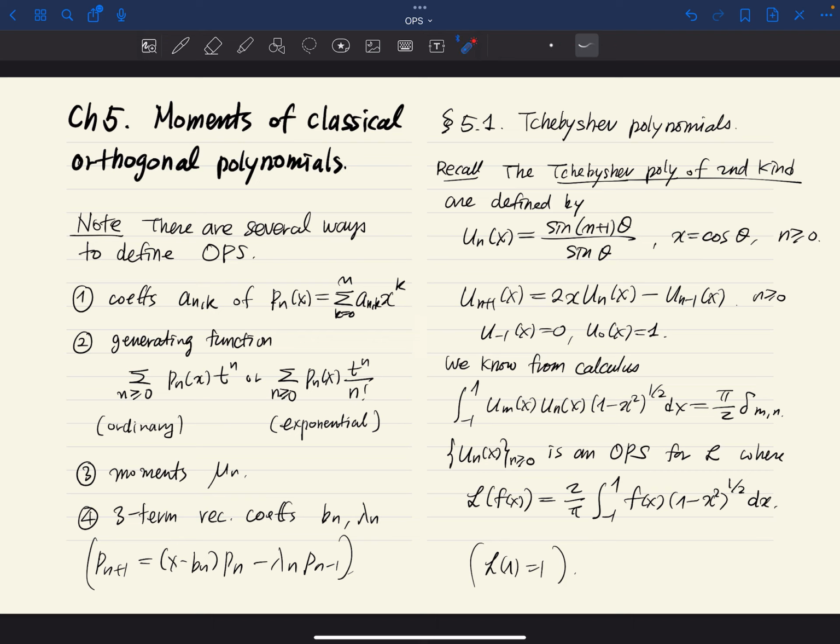But we prefer monic orthogonal polynomials, and this is not monic. But we know how to make this monic, right? You can just divide every polynomial by its leading coefficient. So to make this monic, note that U_n(x) has leading coefficient 2 to the n.